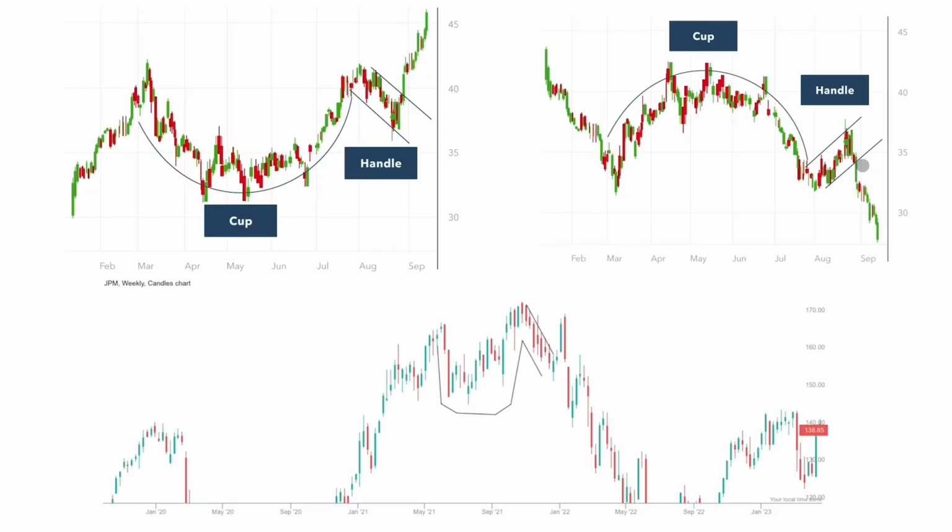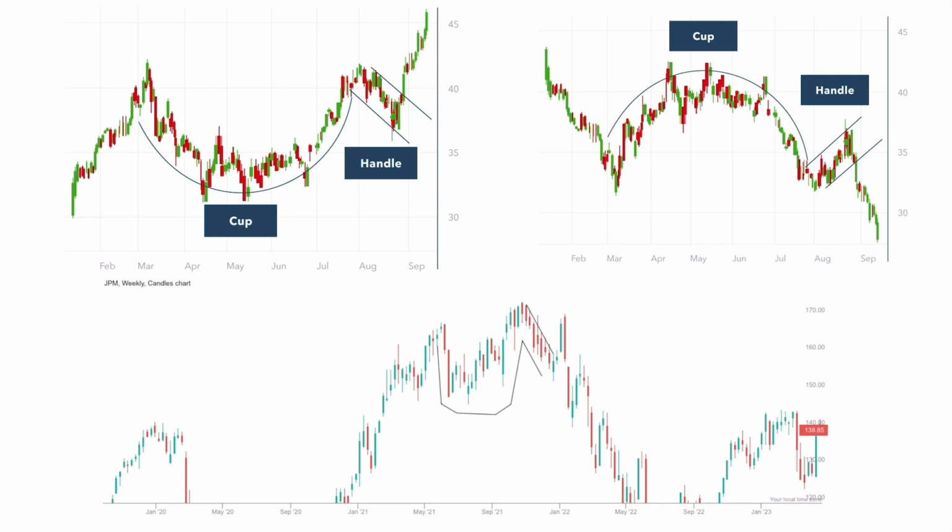Now let's take a look at some other examples of what cup and handle patterns may look like on an actual chart. As you can see in the top left chart, you see a breakout above the neckline at around the $42 level, and that leads to a breakout. While in the top right example, we see what is known as an inverse cup and handle pattern, and as you can see, it is very similar to the bullish cup and handle pattern, but it is flipped upside down and usually signals a bearish trend.